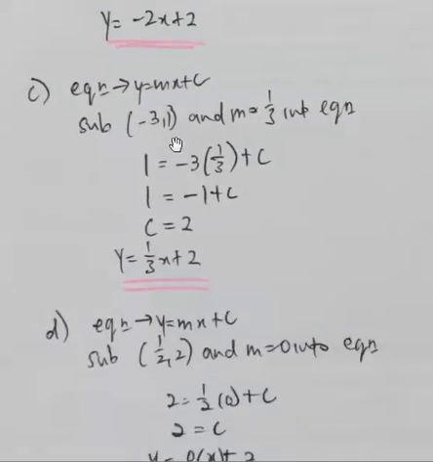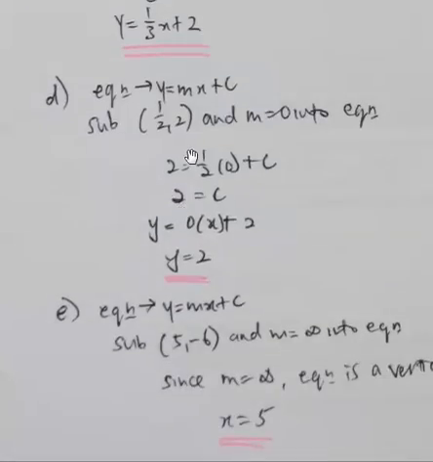For part C, we have the point (-3, 1). So we sub in x equals -3 and y equals 1 inside the equation, and m equals 1/3 into the equation. Therefore 1 equals -3 times 1/3 plus c. 1 equals -1 plus c. We bring -1 over, we get c equals 2. So the equation for part C is y equals 1/3 x plus 2.